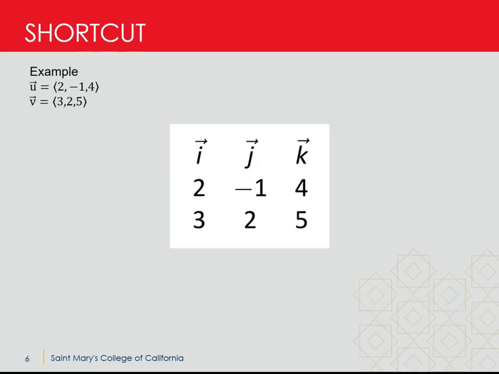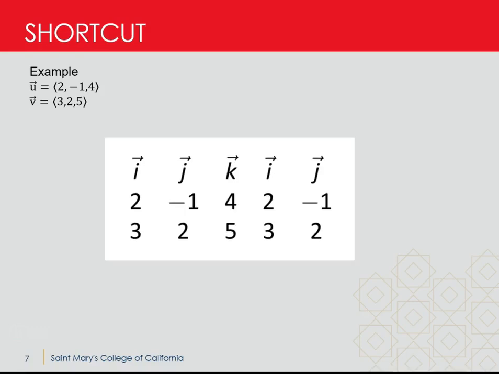Okay, so I mentioned that we'd also see a shortcut. I think this is that same example. We're going to take the two vectors, 2, -1, 4, and 3, 2, 5, and write them under their ijk. You may recall i is that 1, 0, 0 vector in the x direction, j is 0, 1, 0, and k is 0, 0, 1. So they're really just the positions in our vector. Then what we're going to do is repeat the first two columns: we have the ijk column, and we repeat the i column and the j column.